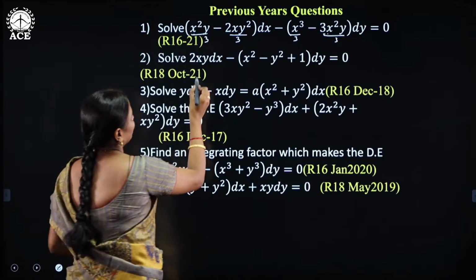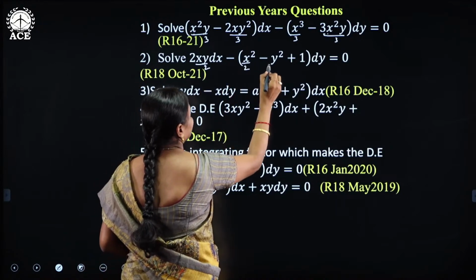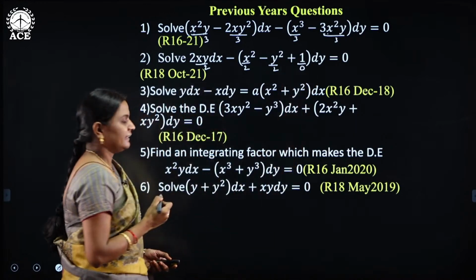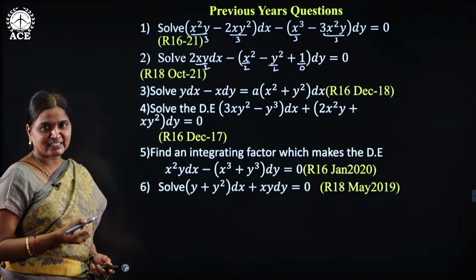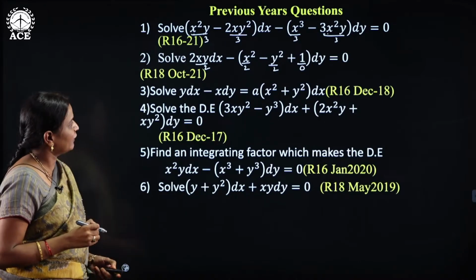Second one: what is the degree? 2, degree 2, degree 2. Here the degree is 0. Therefore, it is not homogeneous and not in the second form also. So, I will explain one by one.